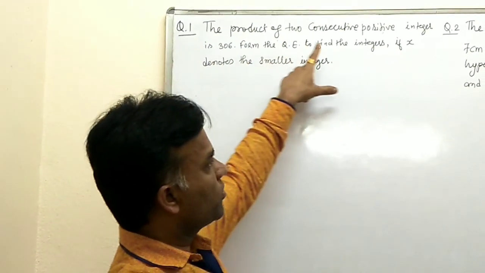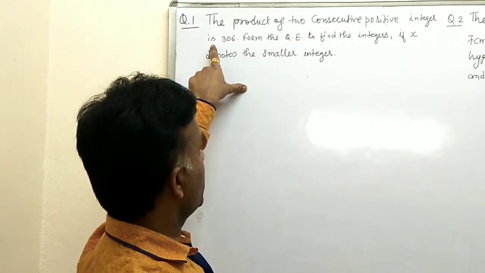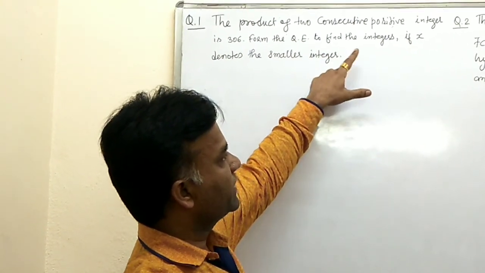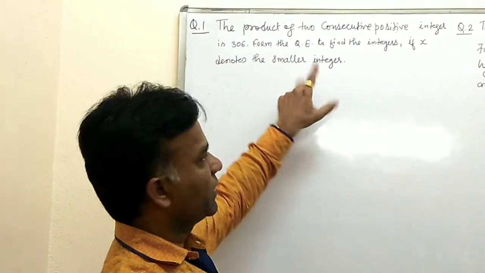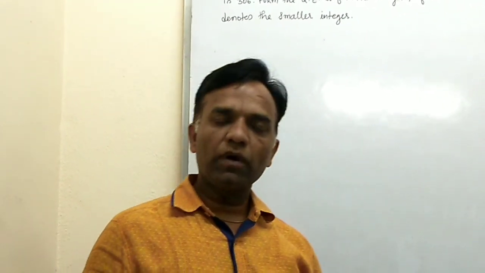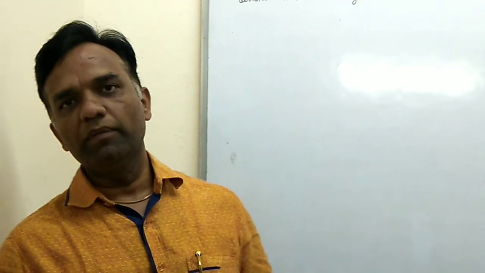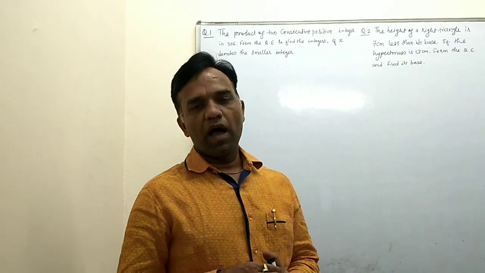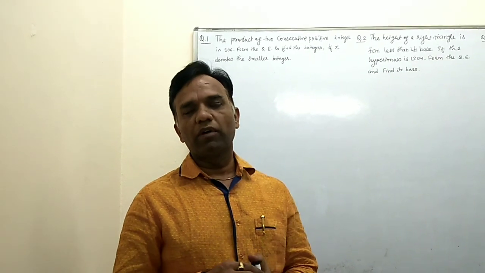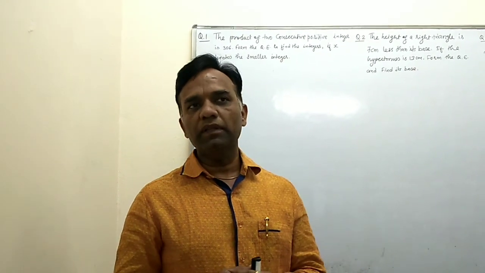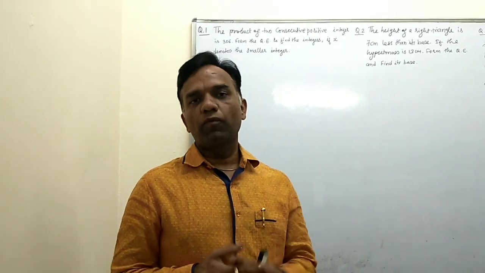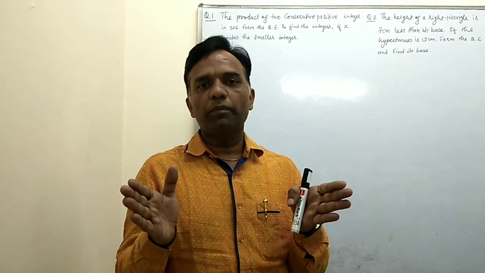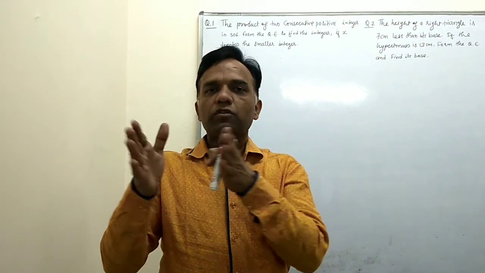The product of two consecutive positive integers is 306. Form the quadratic equation to find the integer, if x denotes the smaller integer. When any word problem is given, first think about it, because word problems may include critical, higher thinking level questions. There is no matter, but read it 3 or 4 times very carefully, and then bring out two main things: what is given and what you have to find.